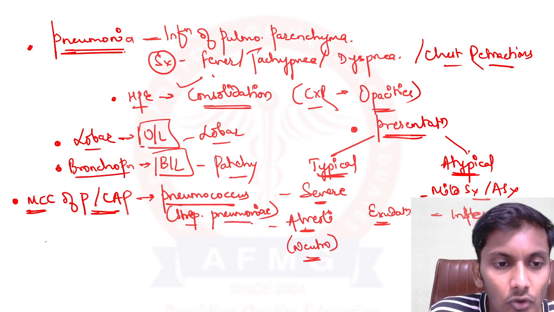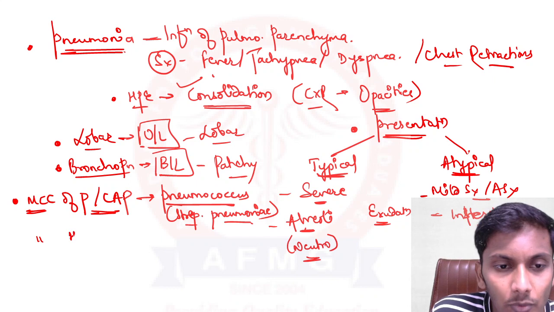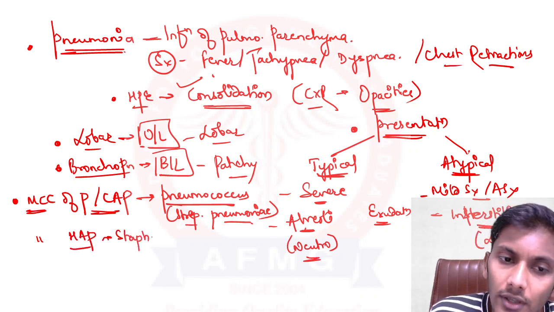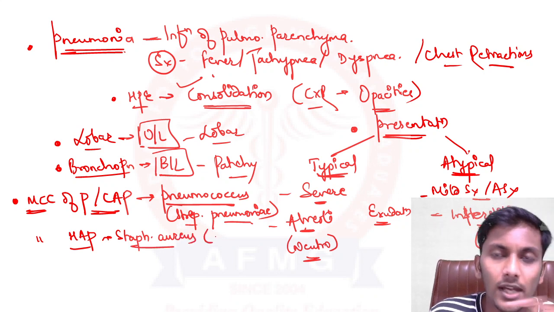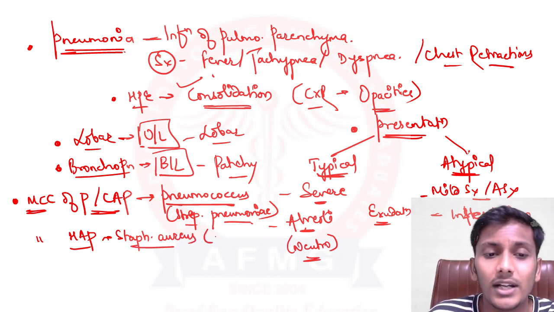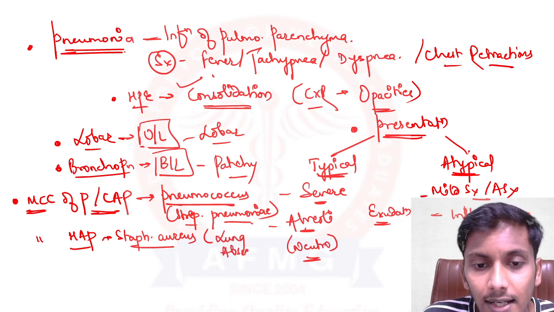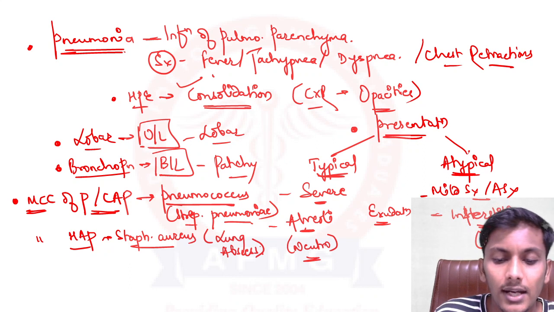If they ask the most common cause of hospital acquired pneumonia, it is Staphylococcus aureus. Staph aureus is the most common cause of hospital acquired pneumonia. Important one. Staph aureus is also the most common cause for your lung abscess.